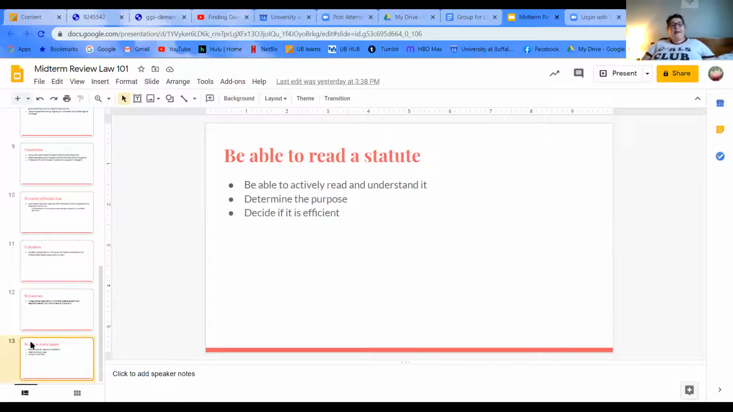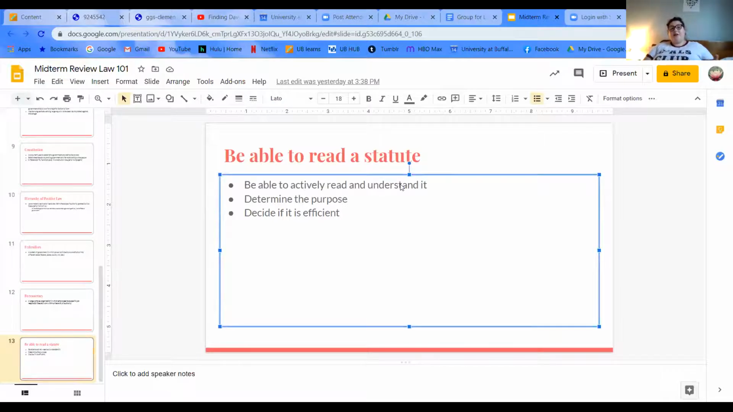And then finally, make sure that you're able to read a statute, actively read it and understand it, determine the purpose, and decide if it's an efficient way to actually get the purpose that it's proposing done. Also remember not to define the purpose of a statute tautologically. I know that sometimes that can be difficult.